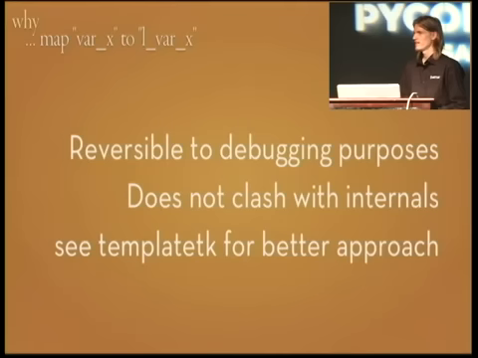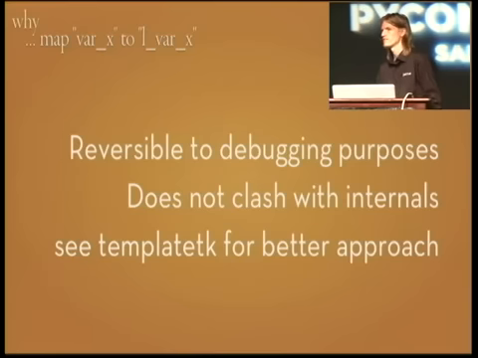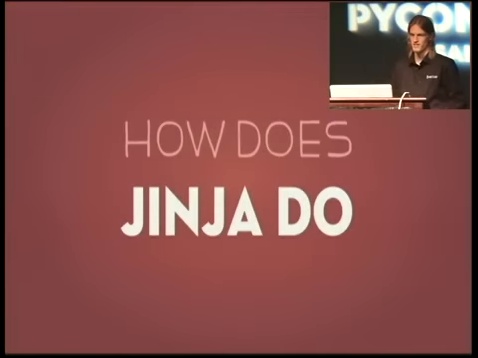And Template Decay has a better approach. It's the project that Jason Jinja is using. It has a better approach where it can actually encode more information into the local variables, so you can avoid having the temporaries.